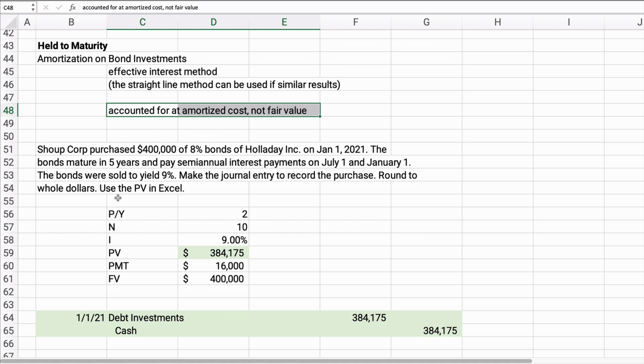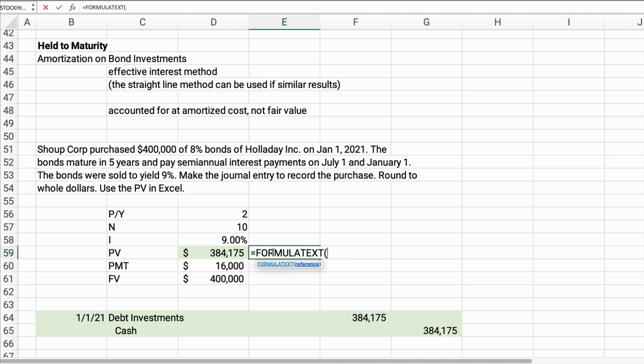So I just set up a little problem. Shoup Corp. purchased $400,000 of 8% bonds of Holiday Inc. January 1, 2021. The bonds mature in 5 years and pay semi-annual interest payments on July 1 and January 1. The bonds were sold to yield 9%. Make the journal entry to record the purchase, round to whole dollars, and use the present value function in Excel to do all this.